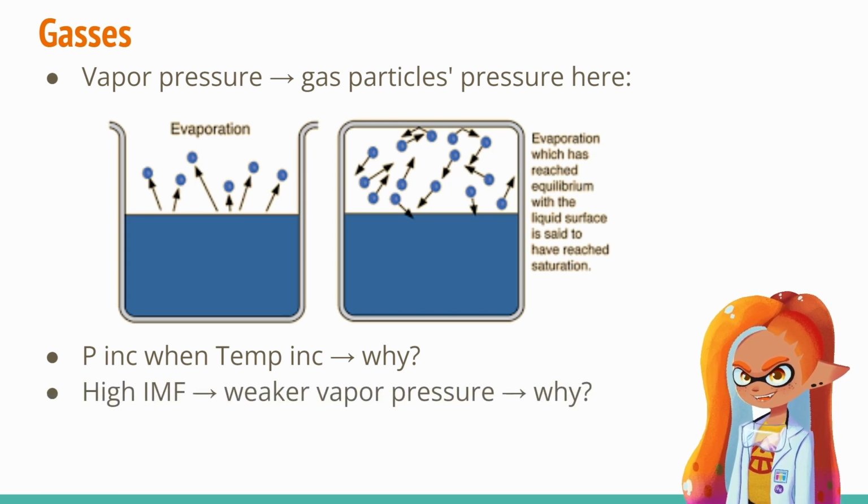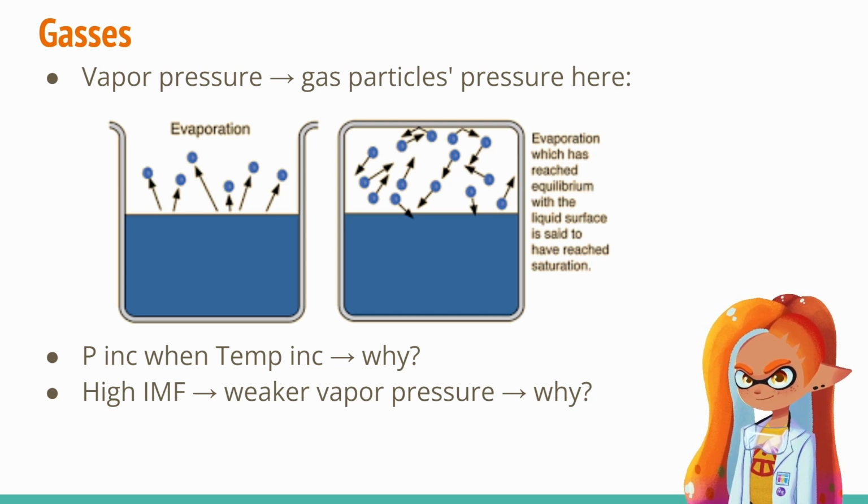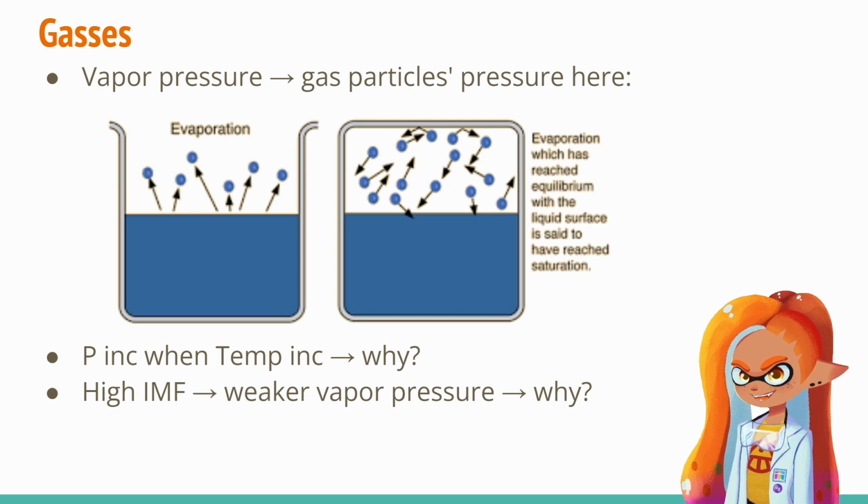Now, the other thing you need to know is about IMFs of the liquid specifically. If that liquid in this situation has a high IMF, we have a weaker vapor pressure. See if you can figure it out first, and then I'll talk about it in a second.